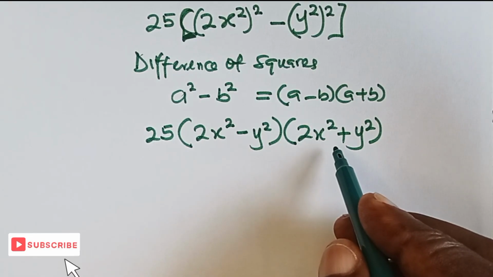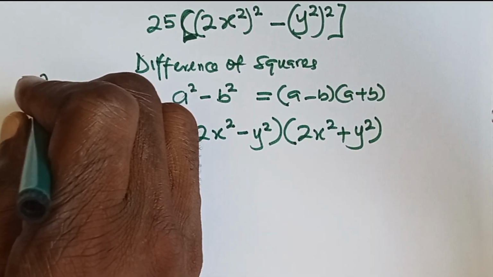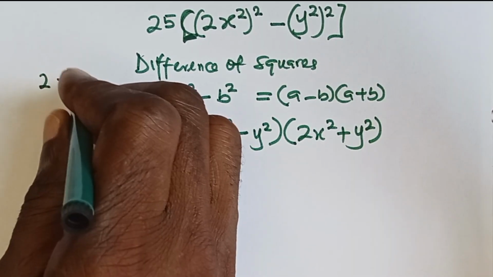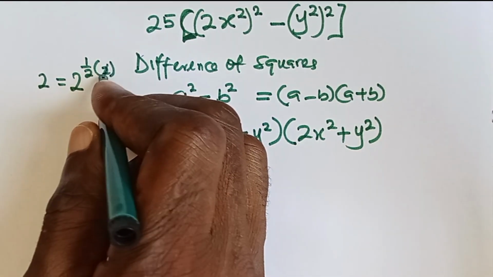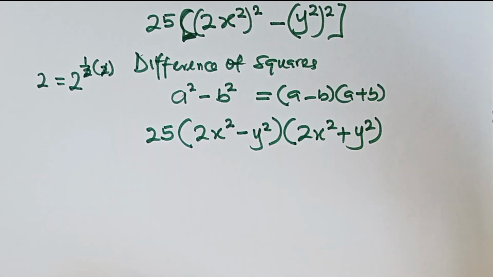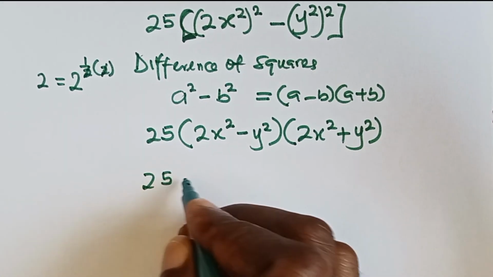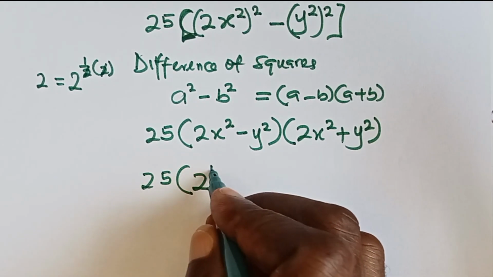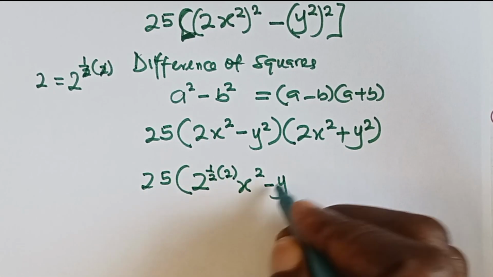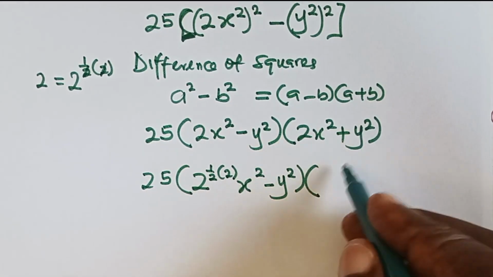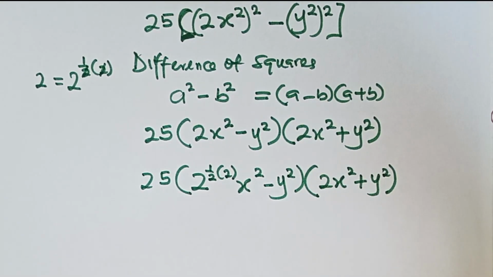From here we can still go further. We can do difference of squares for this. 2 can also be written as 2 raised to the power 1 over 2 multiplied by 2, because these 2, we cancel these 2, and you have 2 raised to the power 1, same thing as 2. So I write 25. This 2 is the same thing as 2 raised to the power 1 over 2 multiplied by 2. Then I have x raised to the power 2 minus y raised to the power 2. Then I'm going to write this 2x squared plus y squared.